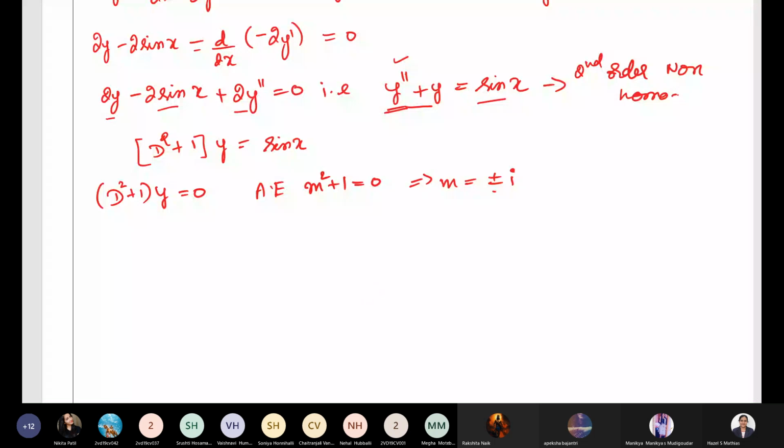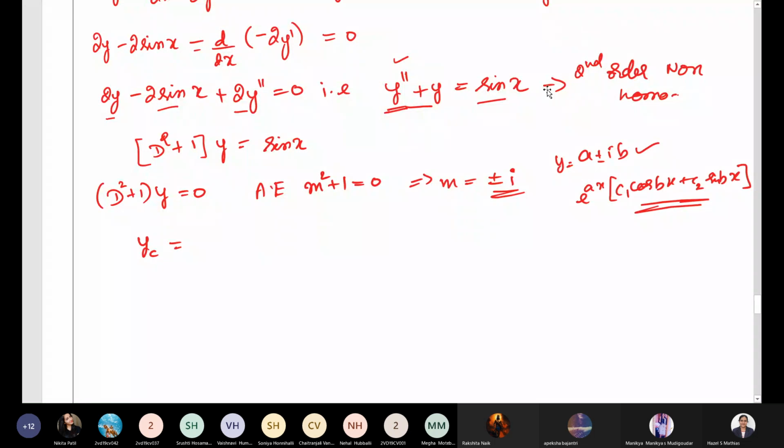So when you have imaginary roots, the complementary function is given by: if you have a plus or minus ib as a root, it will be e power ax into c1 cos bx plus c2 sin bx. This is how you write the solution if you have complex roots.